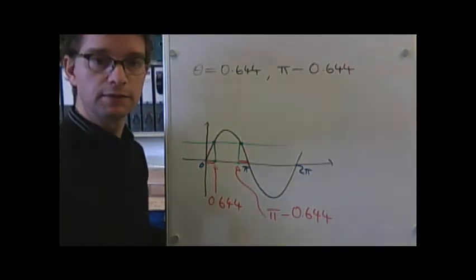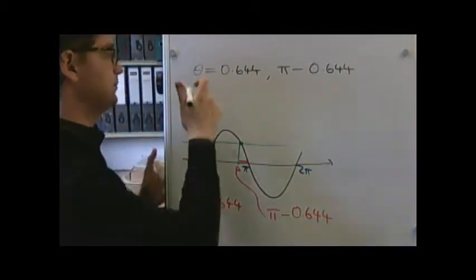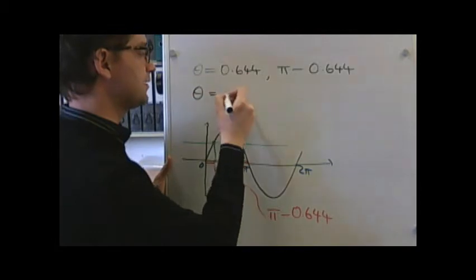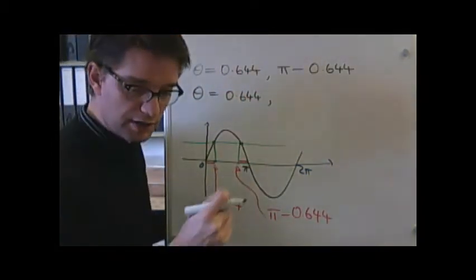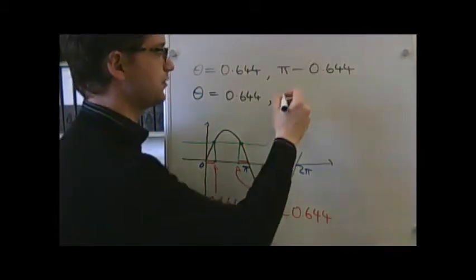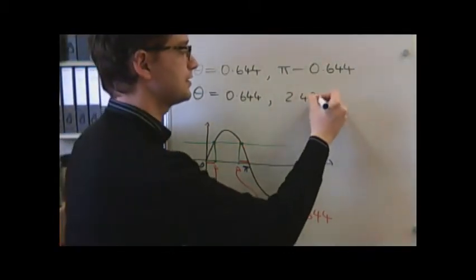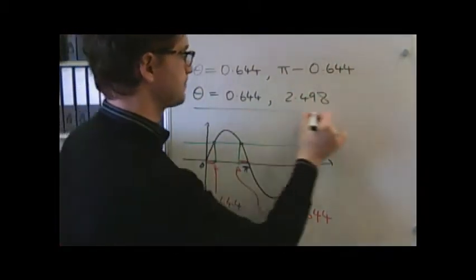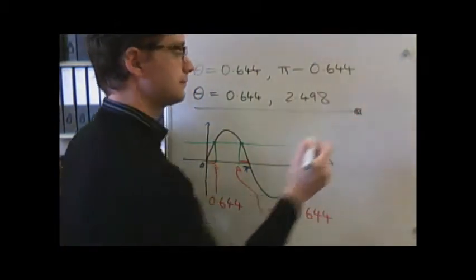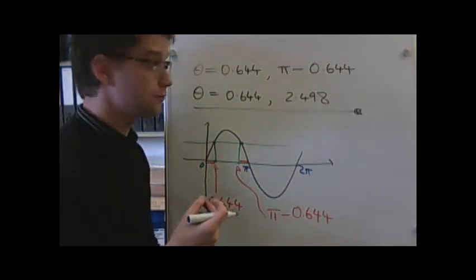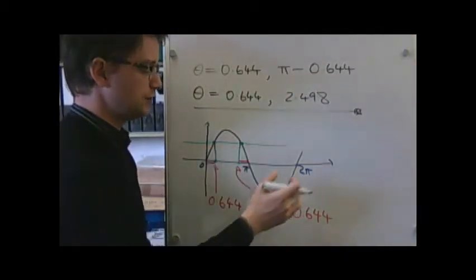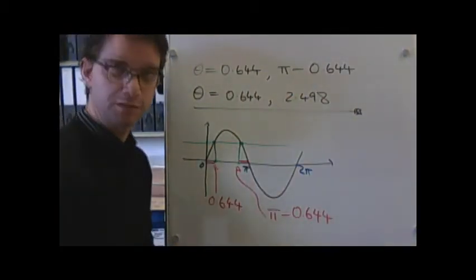Okay? And again, we can use our calculator again, and that's going to tell us that pi minus 0.644 is, I think it's 2.498. And so those are our two solutions to the equation in the right range between 0 and 2 pi. We found the two solutions. So that's the first example.